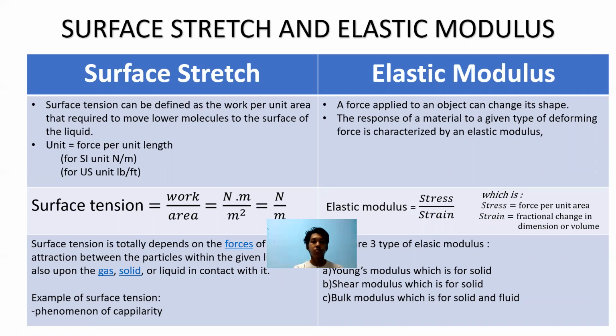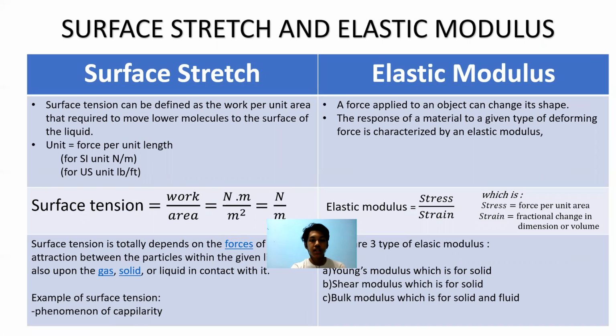Surface tension. What is surface tension? Surface tension can be defined as the work per unit area that is required to move lower molecules to the surface of the liquid. The unit of surface tension is force per unit length. Meanwhile, the SI unit is Newton over meter. The US unit is pound over feet.